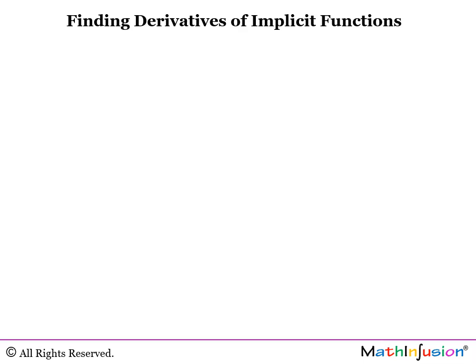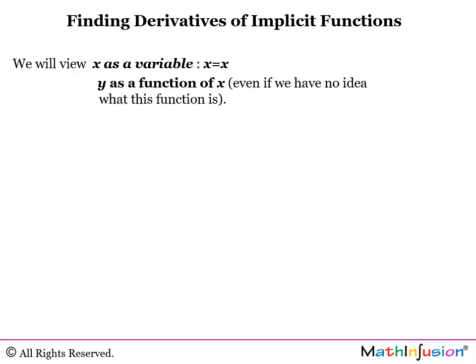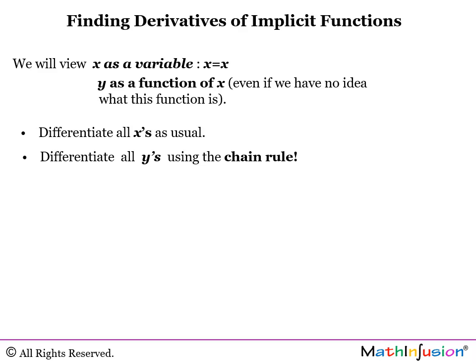Finding derivatives of implicit functions. We will view x as a variable, but we will view y as a function of x, even if we have no idea what this function is. We are going to differentiate the x's as usual, but we will differentiate the y's using the chain rule because y is a function of x.